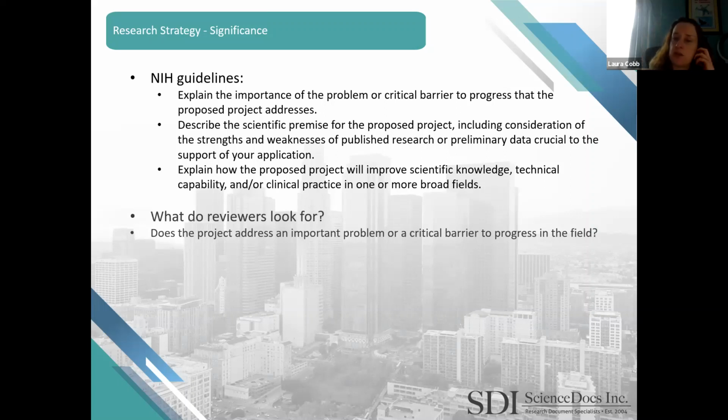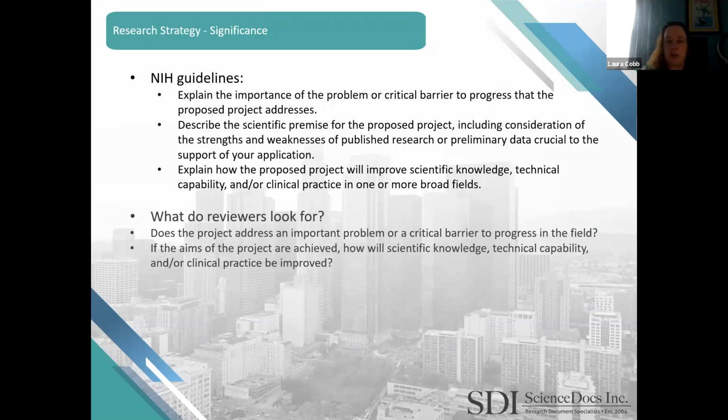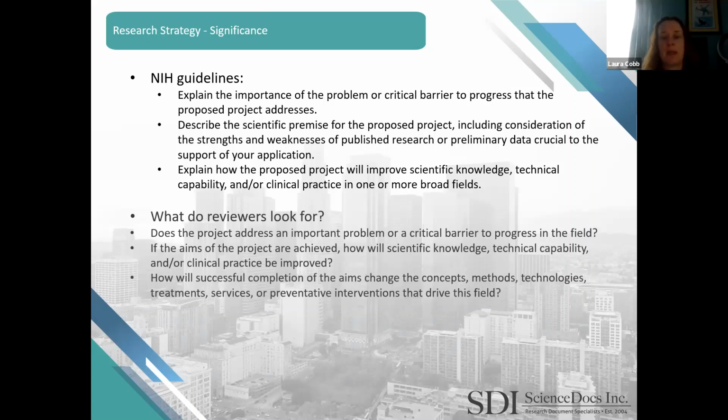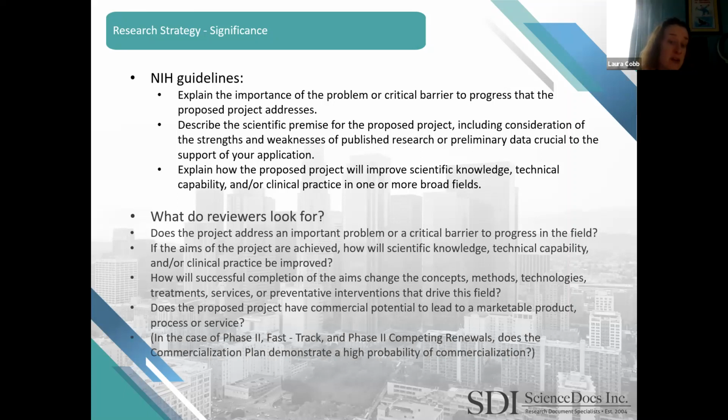Does your project address an important problem or critical barrier to progress in the field? If the aims of your project are achieved, how will scientific knowledge, technical capability, or clinical practice be improved? How will successful completion of the aims change the concepts, methods, technologies, treatments, services, or preventative interventions that drive the field? Does the proposed project have commercial potential to lead to a marketable product, process, or service? And in the case of a phase 2 or fast track proposal, does the commercialization plan demonstrate a high probability of commercialization?